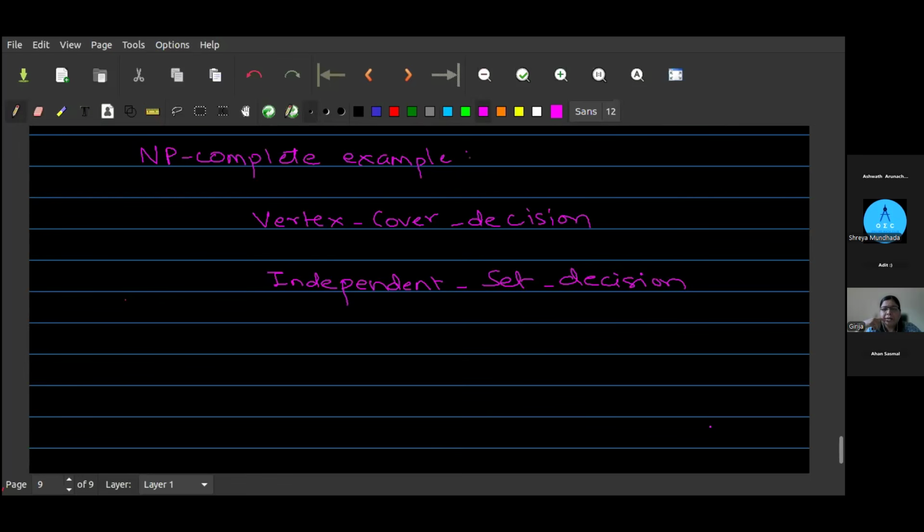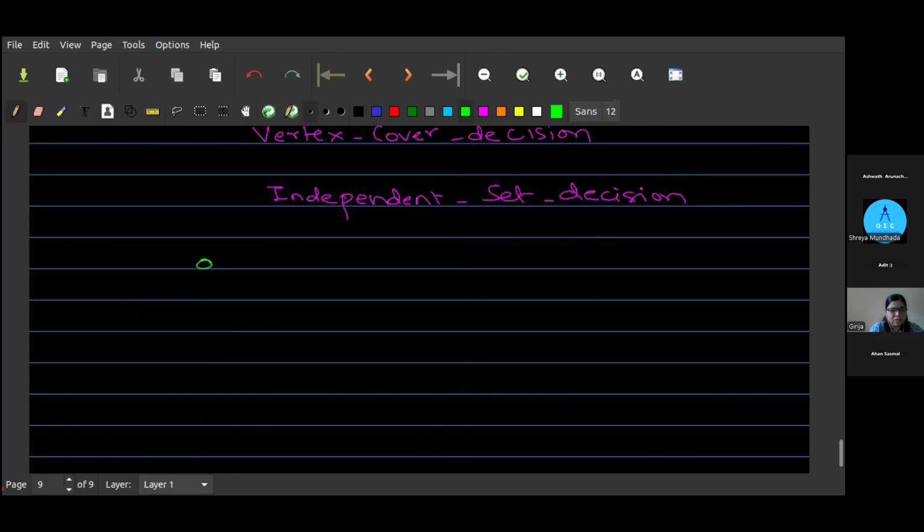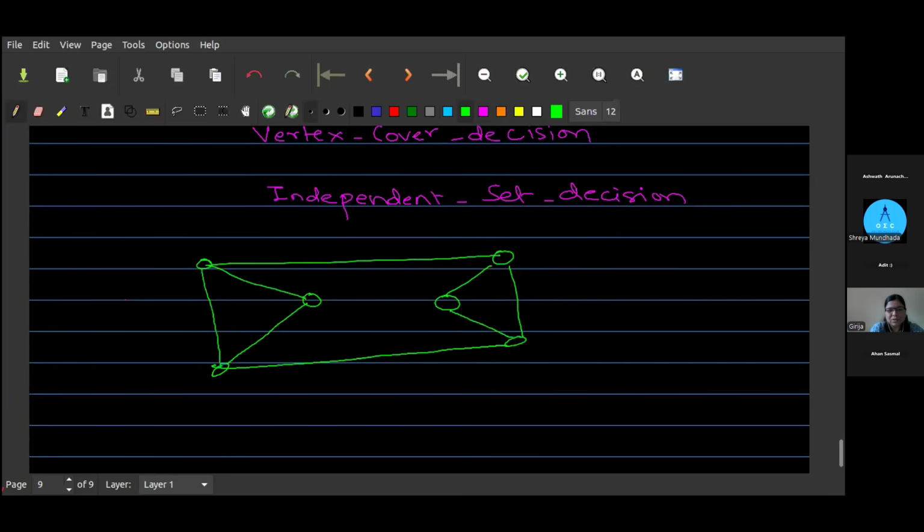And the independent set too. I'll just talk about the decision version here. So the decision question is: think about a graph. Maybe I'll take a quick example and show both. Please stop me, coordinators, when you think it's time to stop. We planned for two hours, so please stop me.